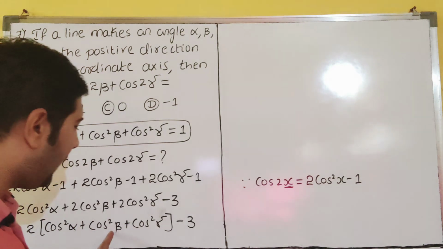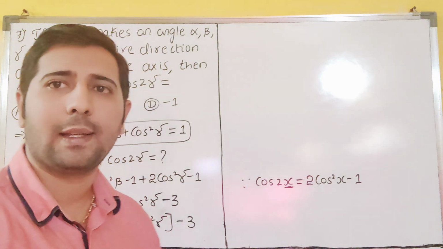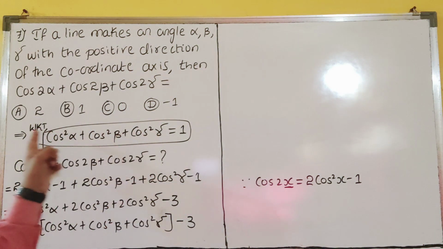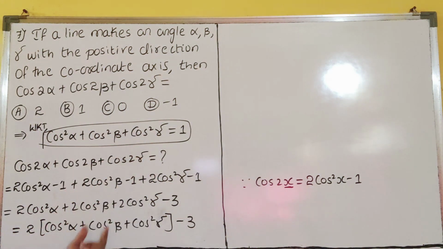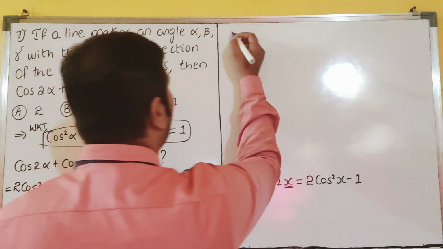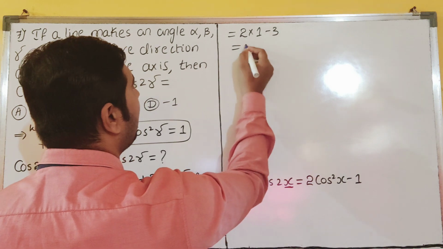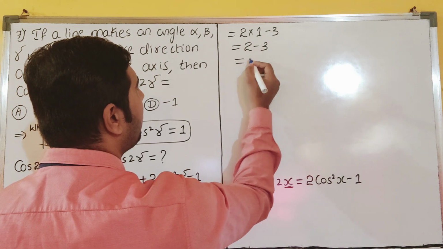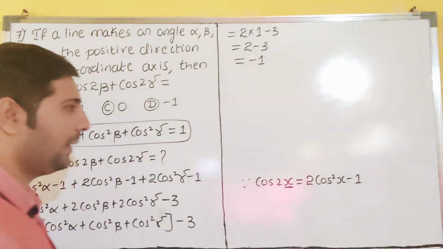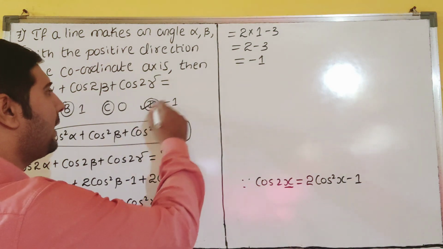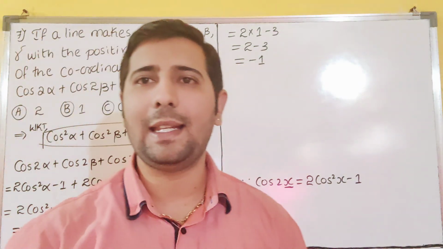So cos square alpha plus cos square beta plus cos square gamma is how much? Just we have written here above. We know that we have told, no. So that value is 1. So 2 into 1 minus 3. 2 minus 3 is how much? Minus 1 is our answer, dear students. So that is matching with the D, dear students. D for Delhi. Delhi is our answer.